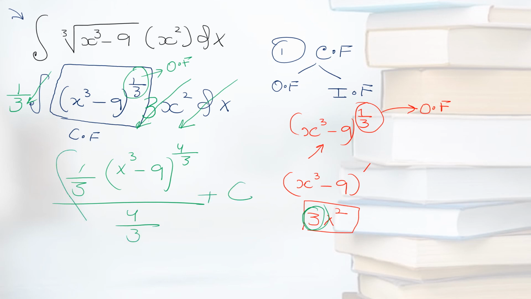Now 1 over 3 divided by 4 over 3 gives you 1 over 4, and then write everything as it is. Believe me, if you practice the direct way, it will not be so long and it takes only 1 minute to finish this kind of question. The only thing is you have to practice such questions.